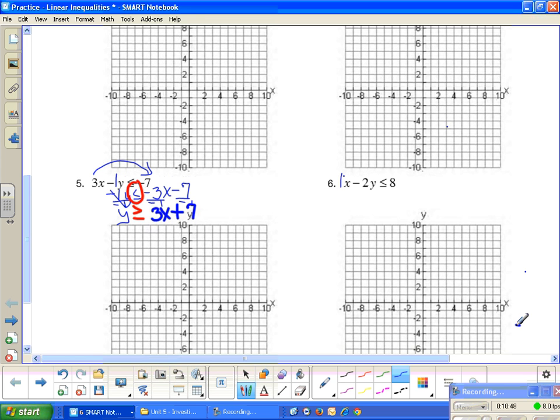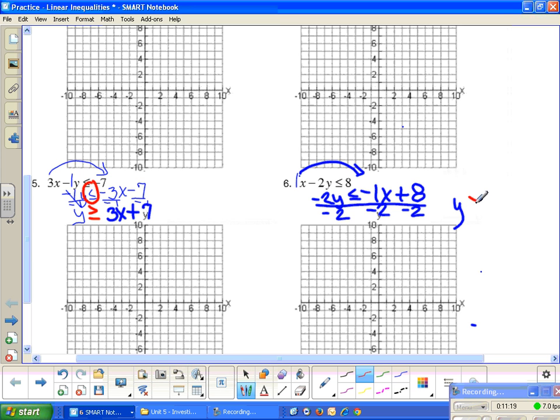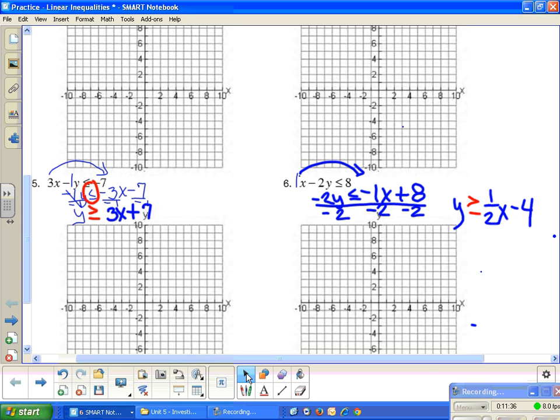So on 6, we move our x term. It's going to be negative. To start out positive, you have to move it. Move x, change the sign. Now what? And if we divide by a negative, we've got to flip our sign. So we have that y is now greater than or equal to, leave as a fraction, 1/2 x. 8 divided by negative 2 is negative 4. And now we have our line in a form that we can graph.